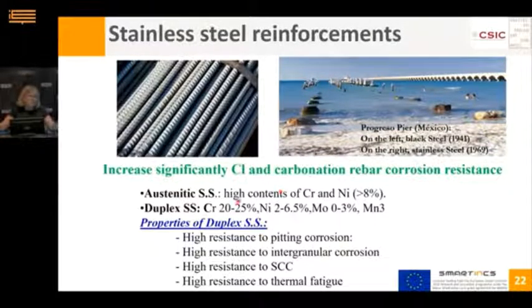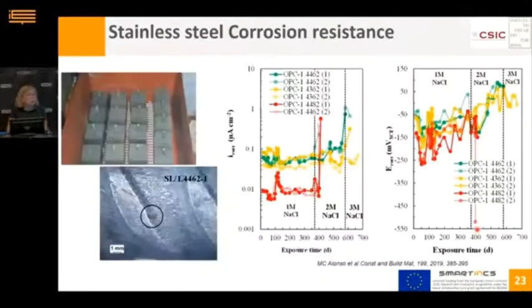The protection of this stainless steel reinforcement depends very much on the composition of the material. The content of chromium and the content of nickel, which is the most expensive element, are very representative in this type of stainless steel, and duplex stainless steels are the ones more commonly employed now. These consider a certain content of chromium, a variable or lower content of nickel, and also include molybdenum. So this type of protection gives high resistance to pitting, high resistance to intergranular corrosion and stress corrosion cracking, and high resistance to thermal fatigue.